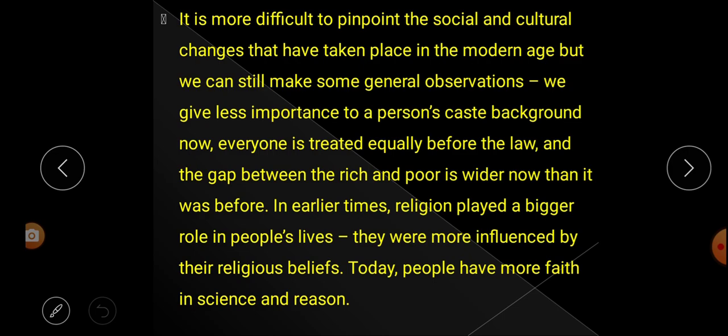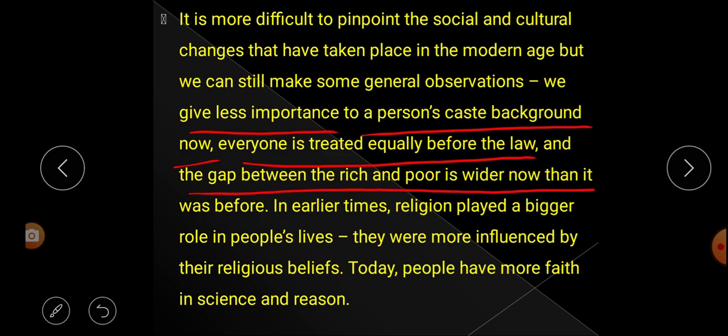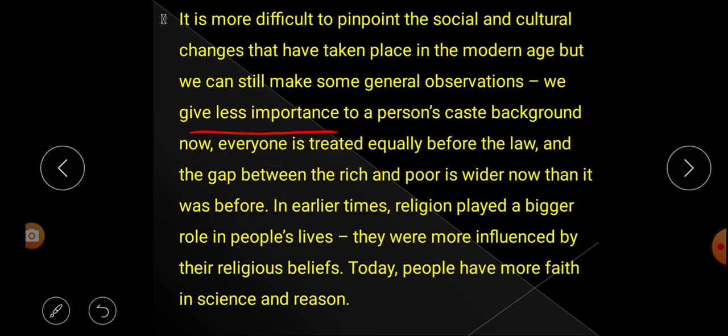We give less importance to a person's caste background now. Everyone is treated equally before the law, and the gap between the rich and poor is wider now than it was before. So what does this mean? We give less importance to a person's caste and background now. Nowadays we don't have that much untouchability and caste system. Though it still exists, we give less importance to caste background nowadays.